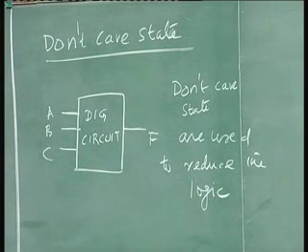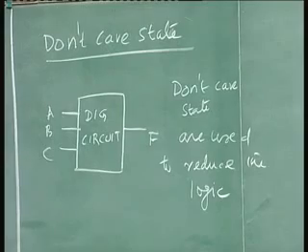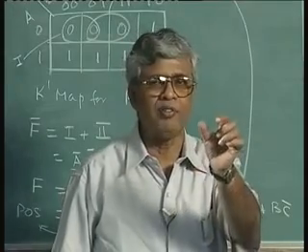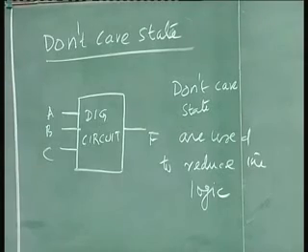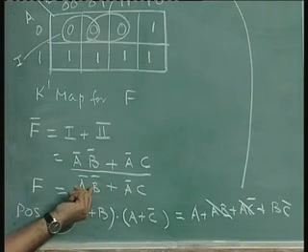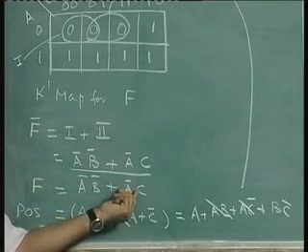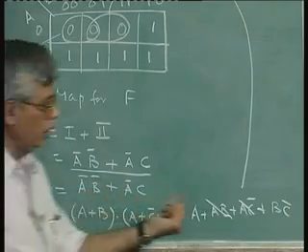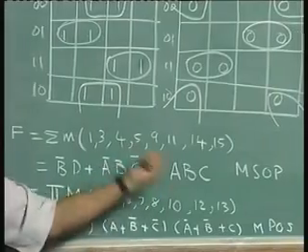Whichever don't care states are useful to introduce further reduction, either the number of terms, or in a given term if you can reduce the number of variables. We call them literals. I said A, B, C, A, B bar, A bar, B bar, this is all literal. Each variable in a term is called literal, and each is a term. There are 2 terms with 2 literals each. 3 terms with 2 literals, 3 literals, 3 literals.